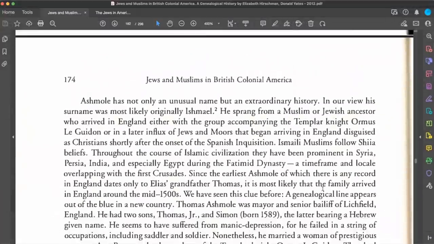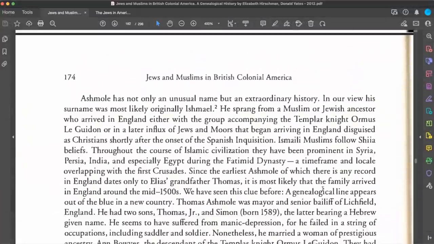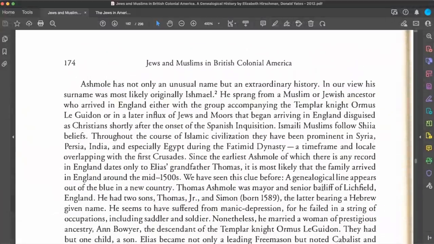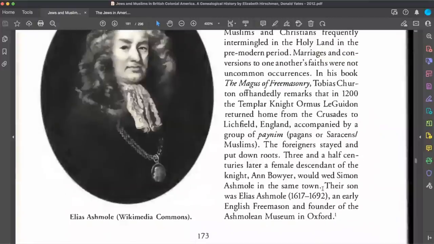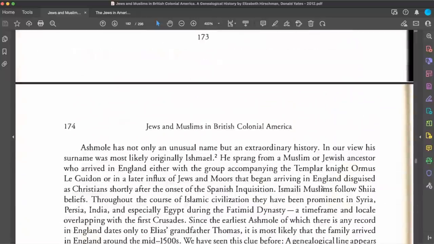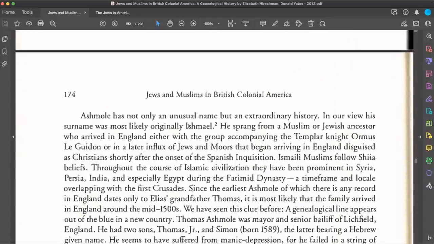Ashmole has not only an unusual name, but an extraordinary history. In our view, his surname was most likely originally Ishmael. Ashmole, Ishmael. All right, big drop right there. He's the son of Ishmael, you see? The guy who founded the Ashmole Museum in Oxford. Freemason. Literally, his name is Ishmael.